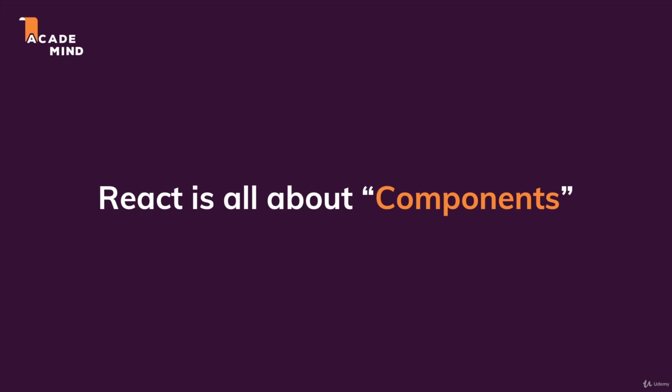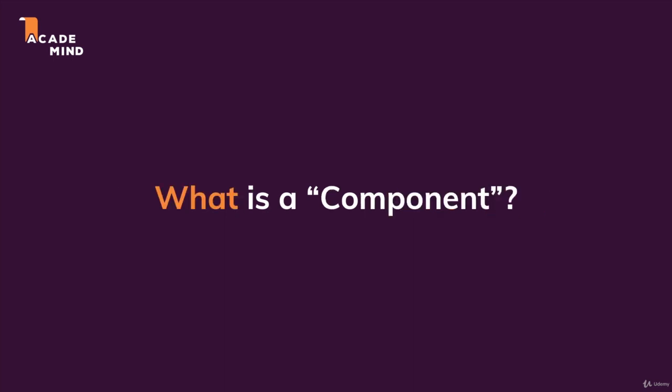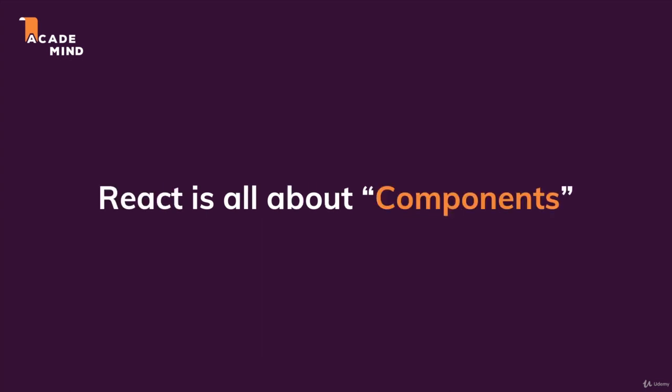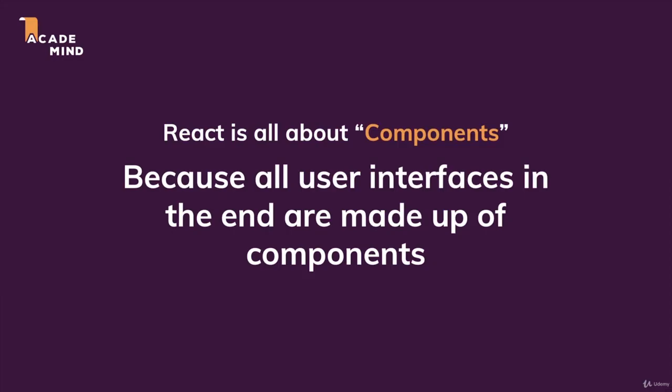But of course, that brings up one important question. What exactly is a component? Well, let me come back to this question in a second. Instead, let me come back to this first sentence here. Even though we don't fully know yet what components are, why could React be about one concept at its core? Because all user interfaces in the end are made up of components. So what could be a component then, if it is something which is crucial in all user interfaces you see?